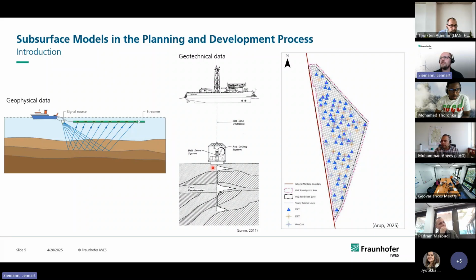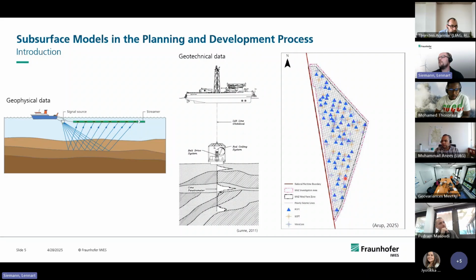We have the geotechnical data. This is now a CPT being derived. And as you can see, it's always a bit complicated because we always need a vessel. This is why it's also time consuming and very costly, which is why we want to actually reduce the necessary amount of site investigation, for example, by using synthetic CPTs.